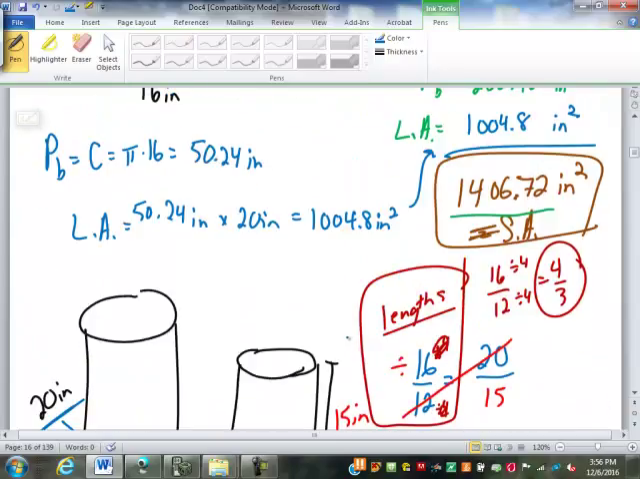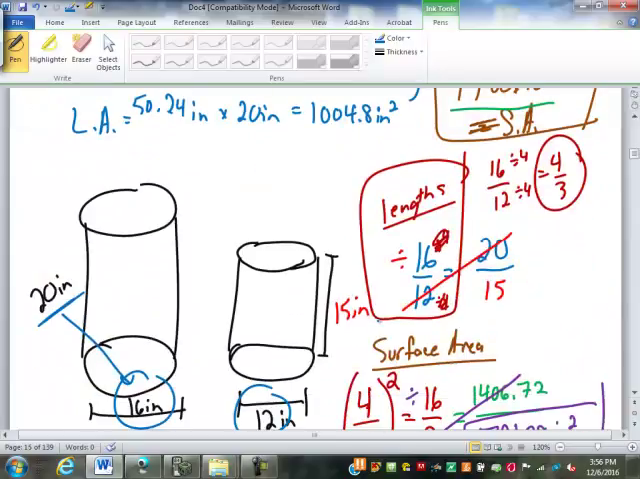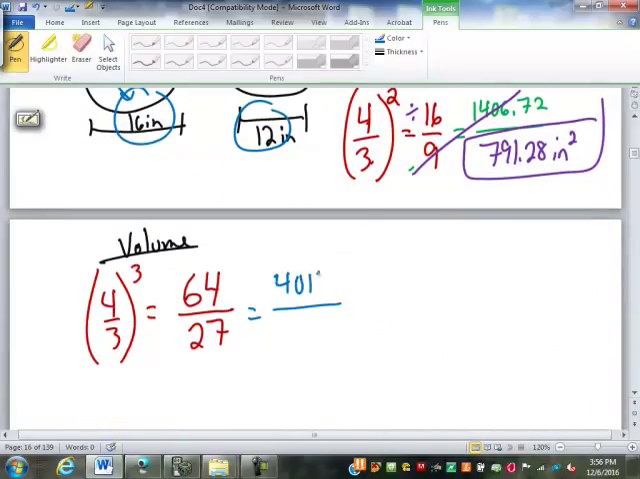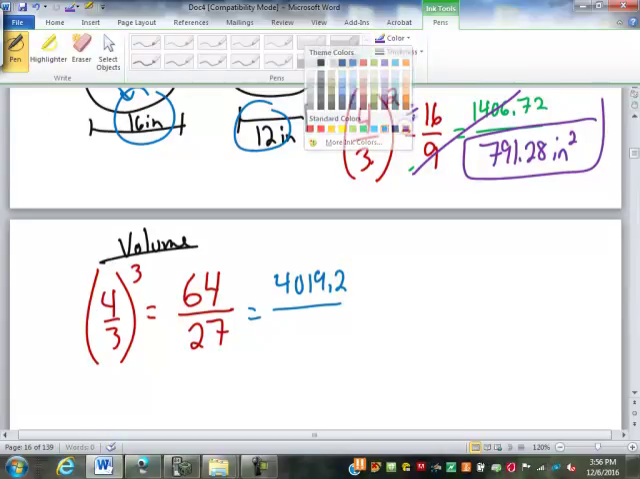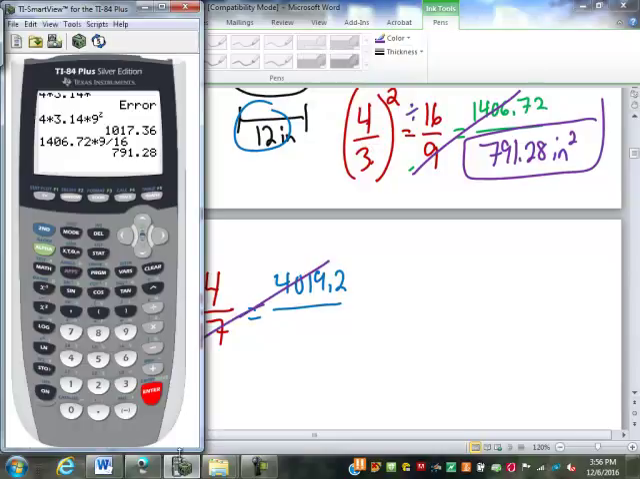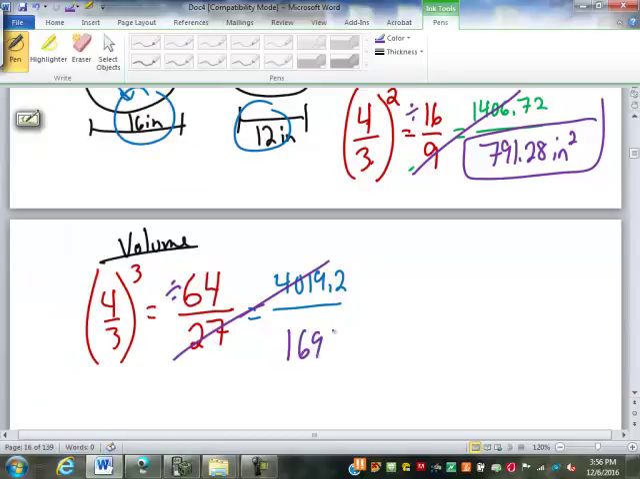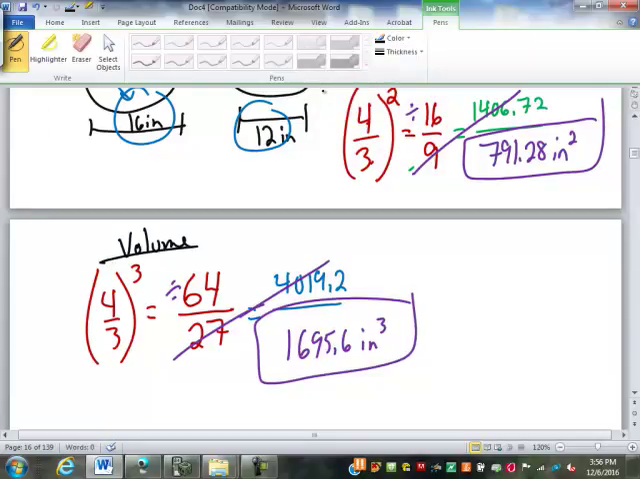So the volume I had calculated for that was 4,019.2. After it was reduced, cross multiply and divide. 4,019.2 times 27 divided by 64. 1695.6. That's cubic inches. Does that all look kind of vaguely familiar? So you can see those ratios are very powerful if you need to enlarge or reduce anything like that.